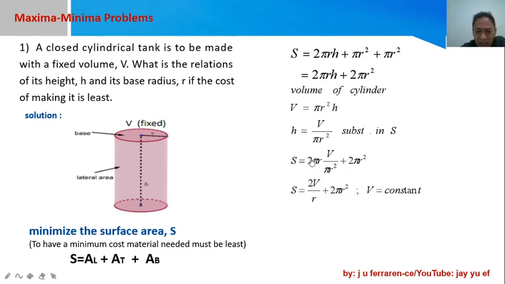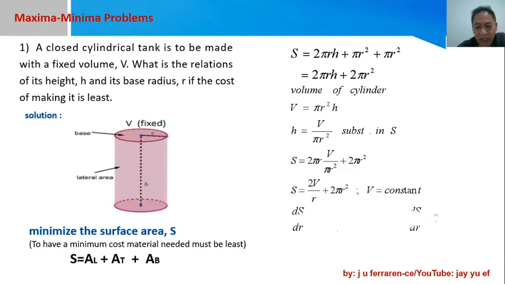And this can be simplified because there is h and there is r. That's common, so we can remove that one. So, what is the result? We have 2v over r. Second term, I copy the second term, that is 2 pi r squared. Now, your s is now expressed in terms of v and r, and your v is a constant. So, the only variable here is r, so it is expressed as a function of the base radius r because v is a constant.